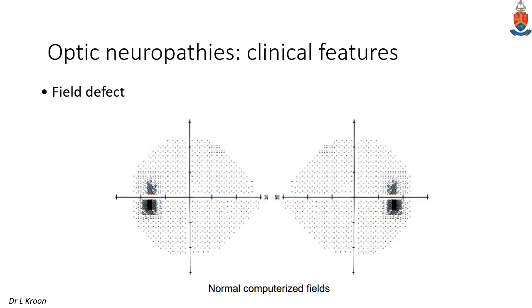And here's an example of normal computerized visual fields. This is the visual field of the left eye with its normal blind spot, and here's the visual field of the right eye with its normal blind spot.